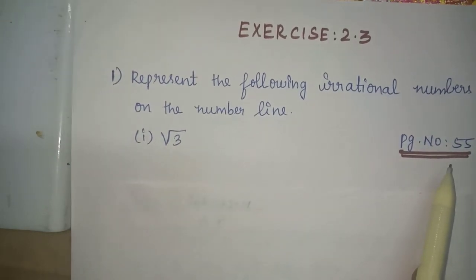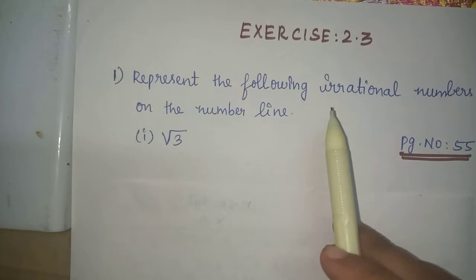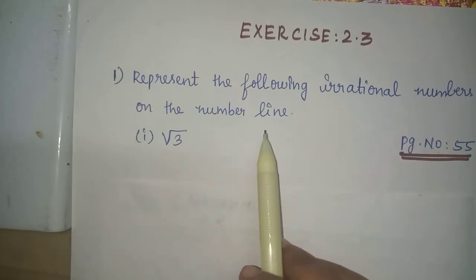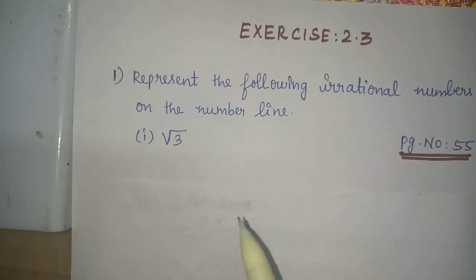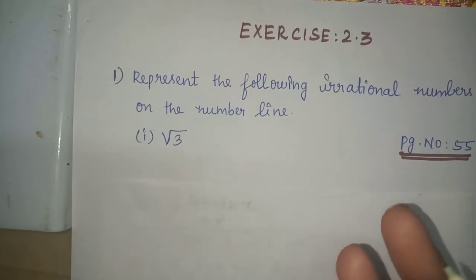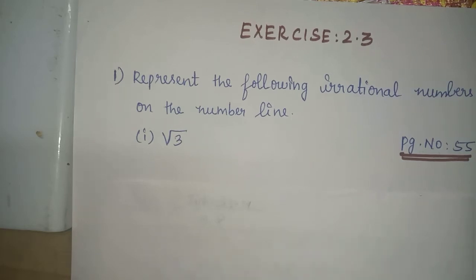So now we are going to draw a geometry. That is, you have to construct an irrational number in the form of a number line. So let us do the figure, that is geometry, as well as with the help of construction. So step by step we are going to do.